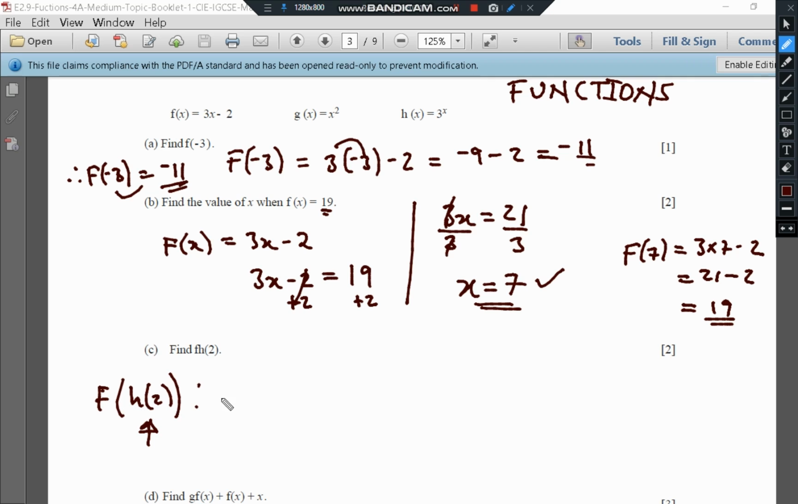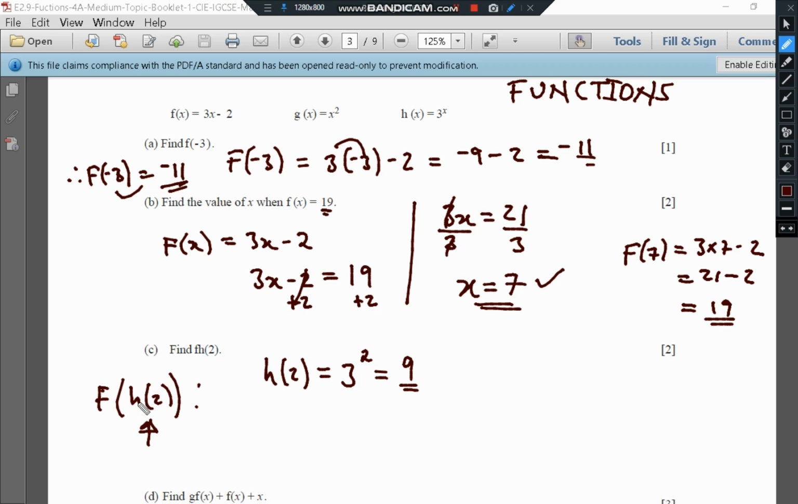So now, h of 2 is going to be equal to, look at h of x. h of x is 3 to the power of x. So we're going to say 3, but where there is x, we are going to put 2. Means we've got 3 to the power of 2, which would then give us 9.